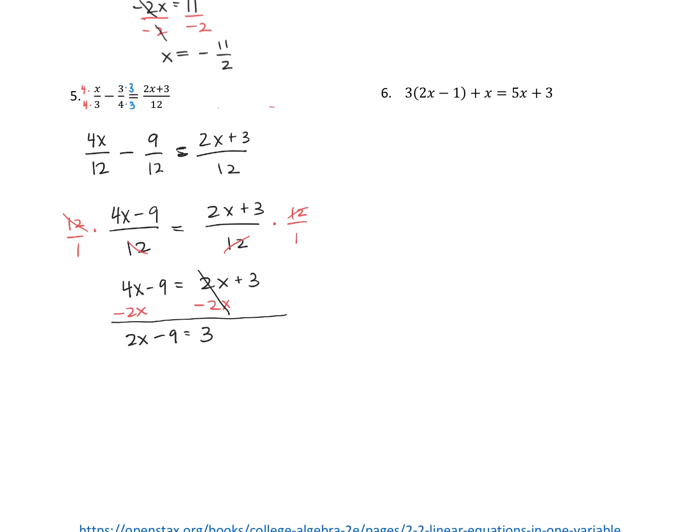Now I want to move my constants to the right. So I need to get rid of the minus 9. I will do that by adding 9 to both sides. So that leaves me 2x is equal to 12. And now finally I have 2 times x equals 12. So to undo multiplication, I would divide, and I would get x equals 6. And that's the solution.